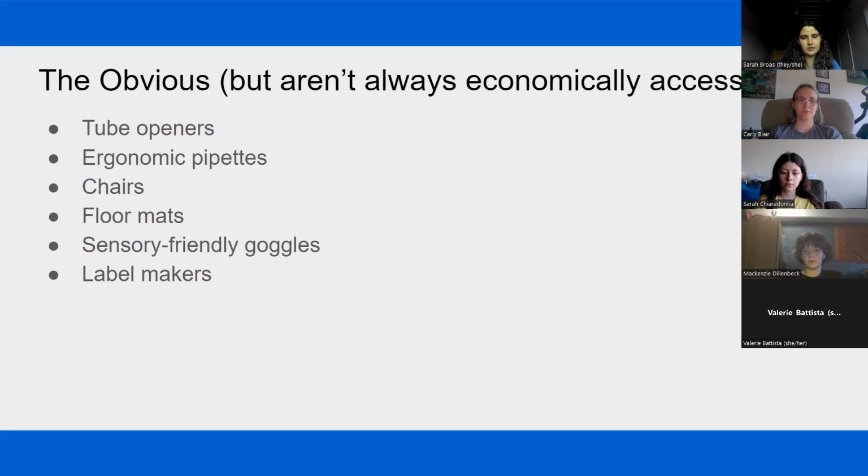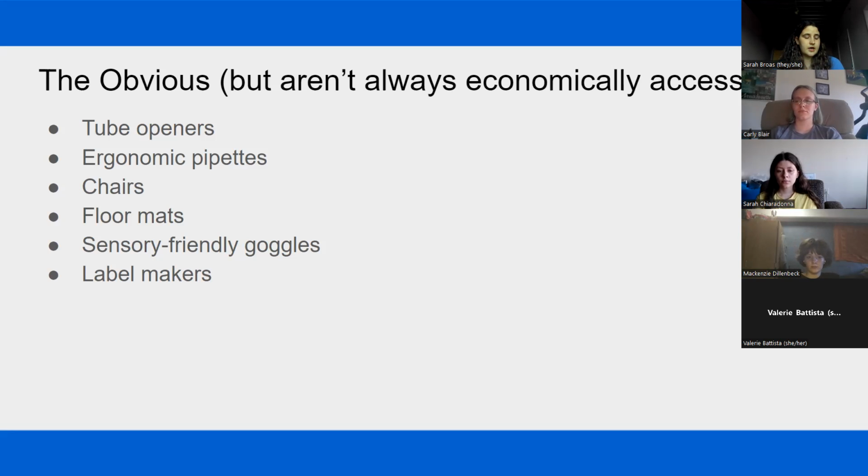Chairs, I know they seem really simple, but a lot of labs don't have them. So incorporating those into your lab can make it a world more accessible. Floor mats. Floor mats can be great for joint stabilization. If you're standing for long periods of time and you don't choose to use a chair, it can significantly improve your experience of standing.